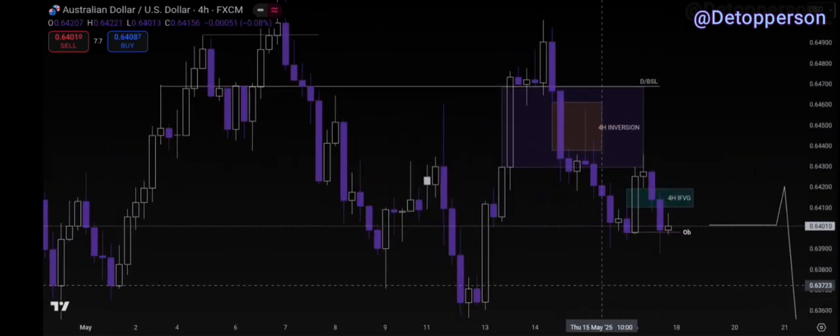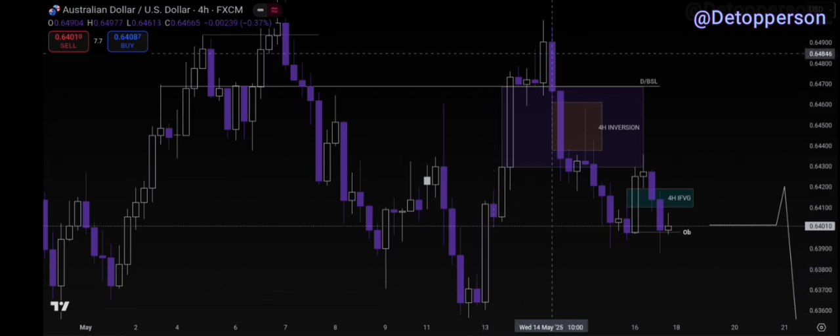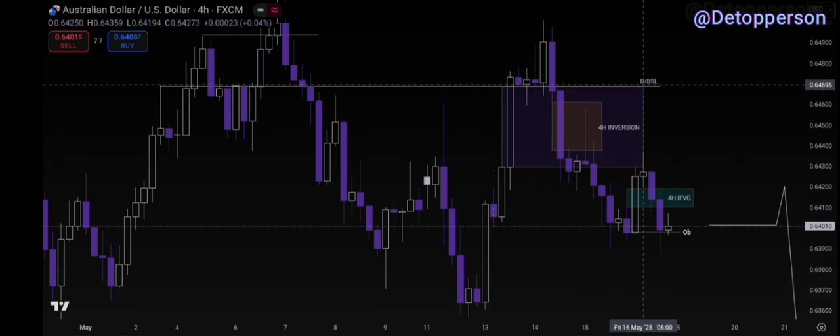Let me zoom so we see this properly. So when price traded above into the daily order block, what do we have?